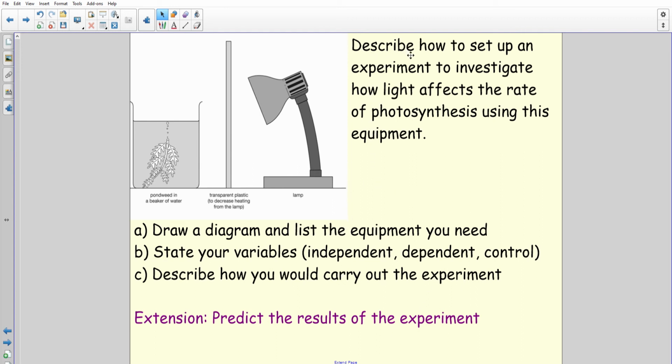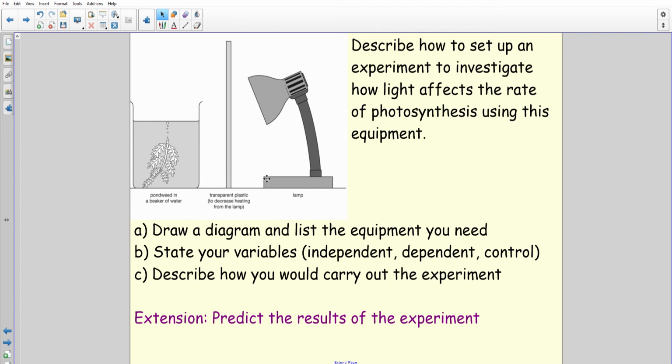But I want you to describe how to set up an experiment to investigate how light affects the rate of photosynthesis using the equipment shown here, as well as a meter ruler. So I want you to draw the diagram and list the equipment you need. So you've got obviously your lamp, your plastic barrier, your pondweed in your beaker. You might need as well, if you're going to count for 1 minute, how are you going to count for 1 minute? What equipment would you need for that? And how are you measuring the distance as well?